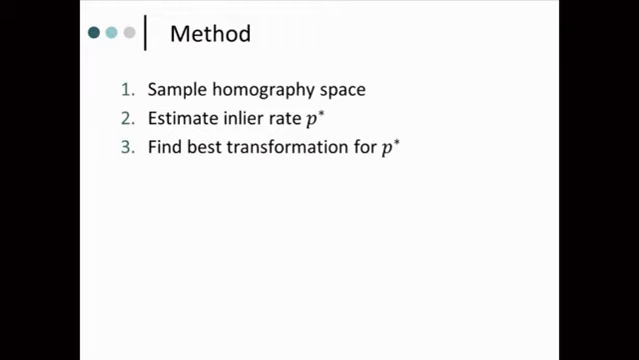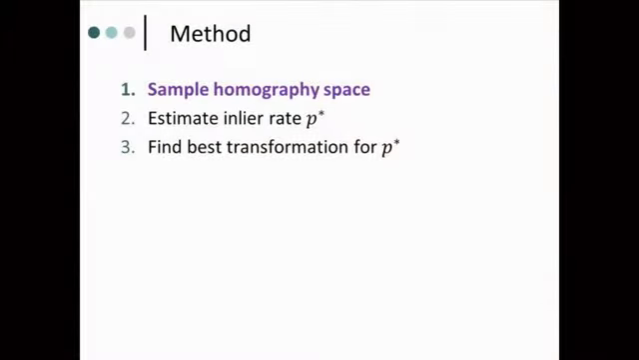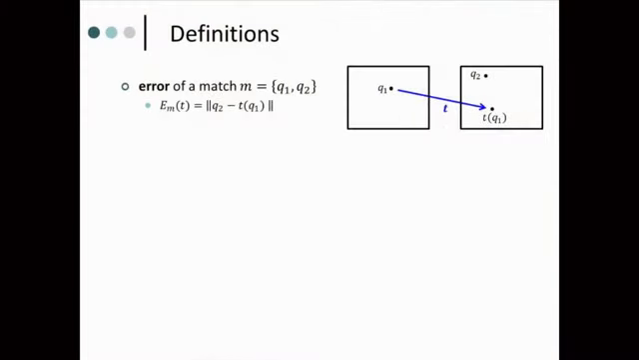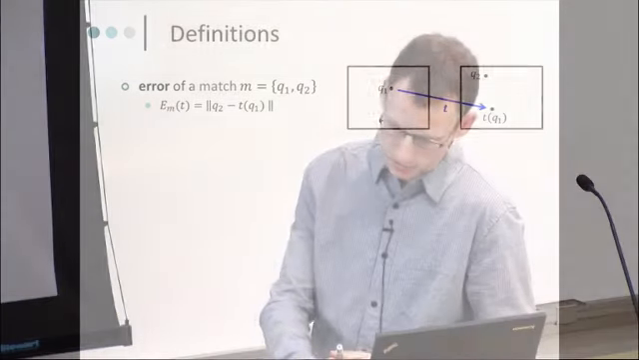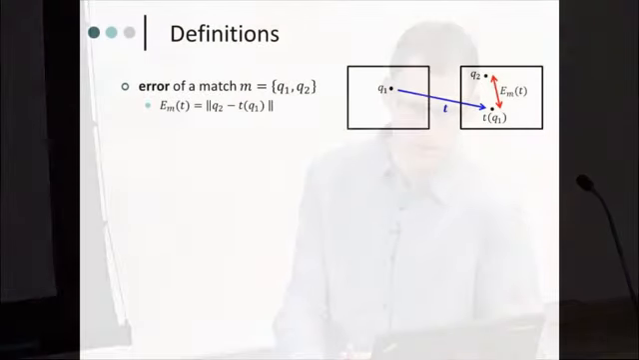So basically we have these three steps. We sample the homography space. Then using that, we estimate the inlier rate P star. And finally, having P star, we can find the best transformation for the specific P star. So how do we sample homography space? I'll start with some definitions. This we've seen already: the error of a match M with respect to a transformation T, as I showed before, is this distance in the target image.